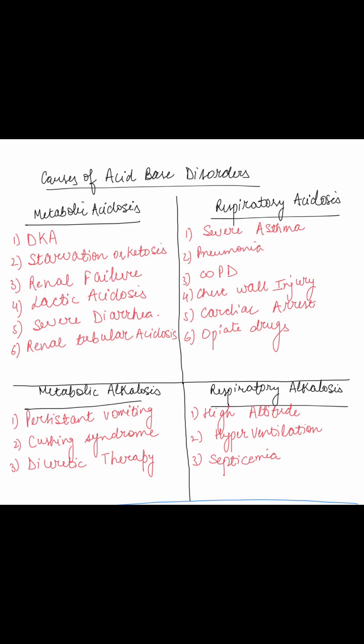One important thing in the form of MCQs is Kussmaul's respiration in diabetic ketoacidosis, which is a cause of metabolic acidosis. So what is Kussmaul's respiration? It's rapid deep breathing, which is observed as compensatory hyperventilation to severe acidosis. Causes of metabolic alkalosis are persistent vomiting, Cushing syndrome, and diuretic therapy. In sustained vomiting, there is loss of hydrogen ions through vomiting.